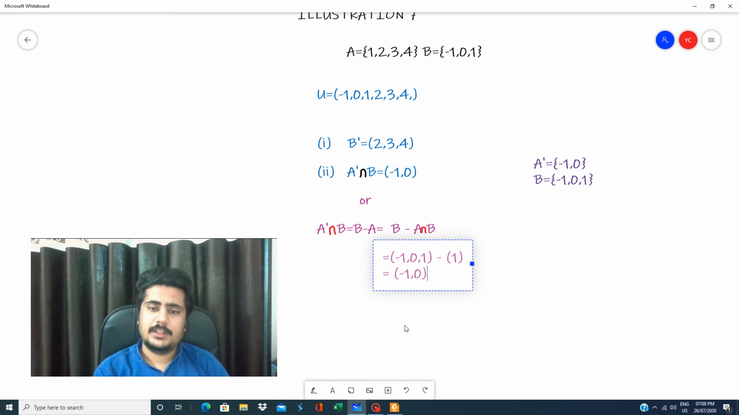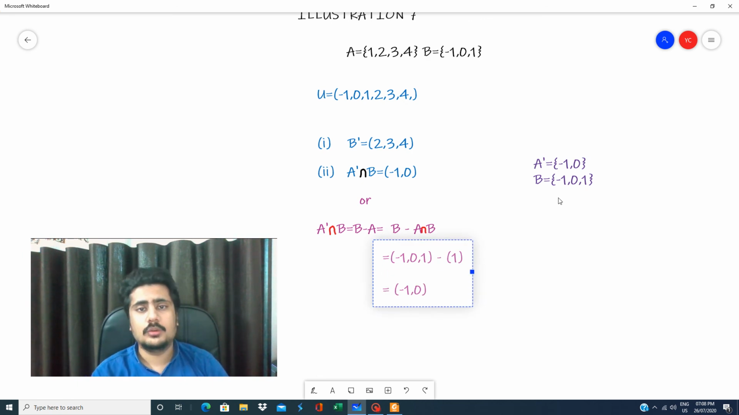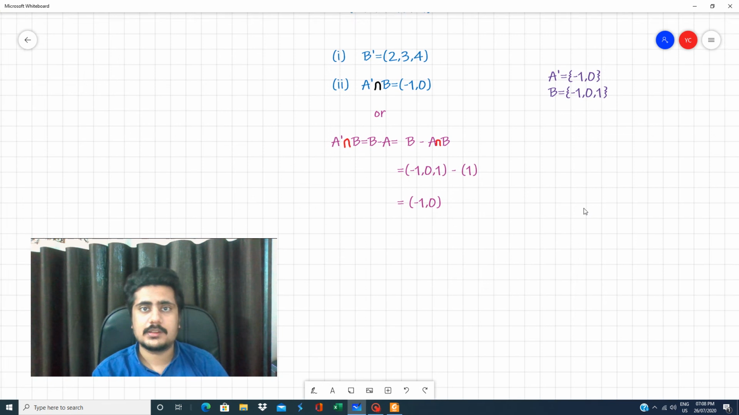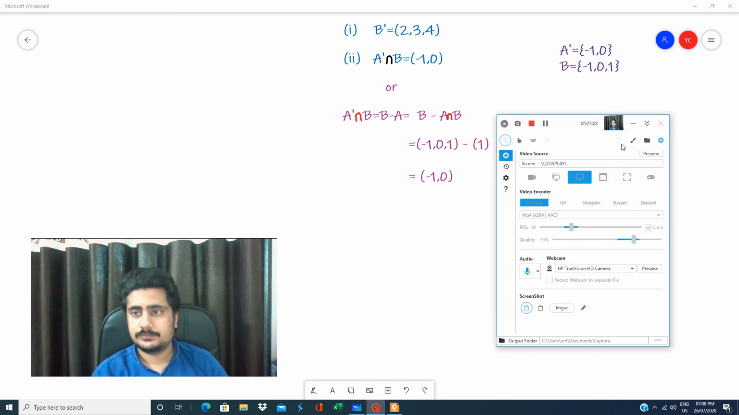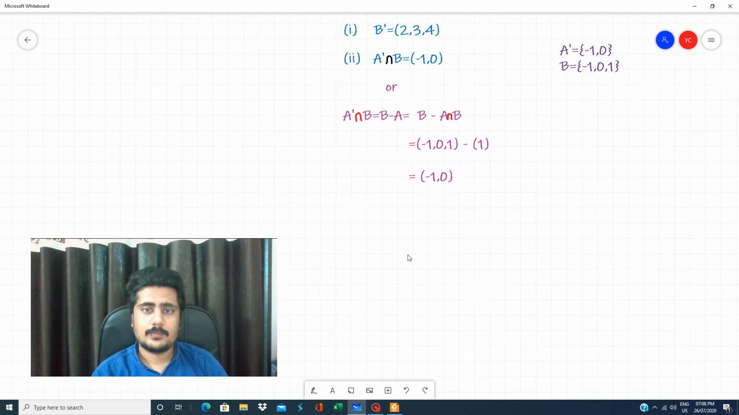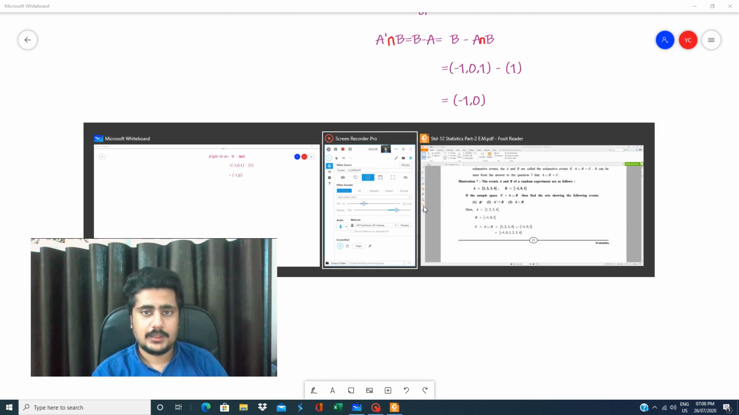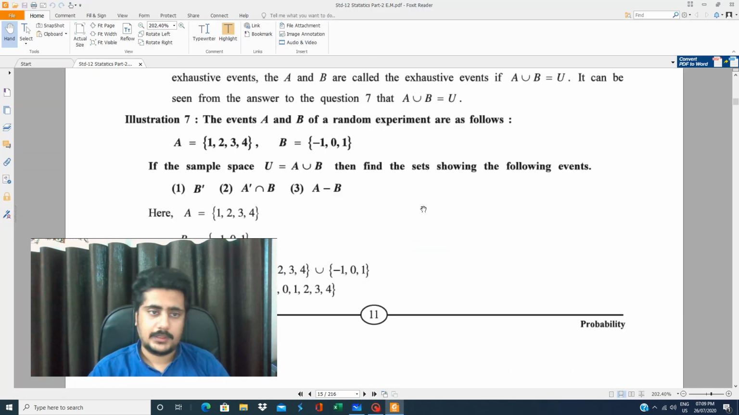You can find it with either method. Either you can use that above method, or you can use this also. I have taught you both for the clarification of this topic. So A dash intersection B is B minus A. B minus A is B minus A intersection B: minus 1, 0, 1 and minus 1. So we have done illustration 6 and 7. Let's continue further.